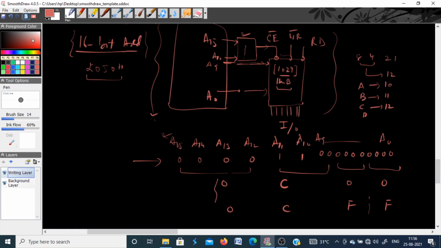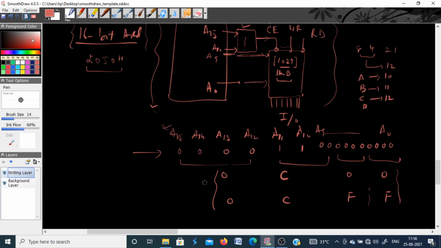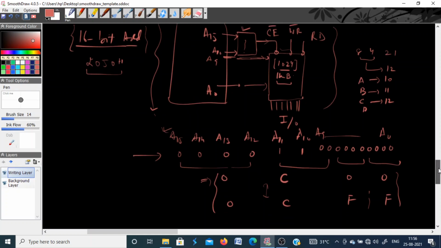This is my address range. It means the program can be stored at any location within this address range. This will be a total of 1024 locations. So you can store the program at any location. If you want to identify some address, you have to load the program counter with an address which should come within this range only.